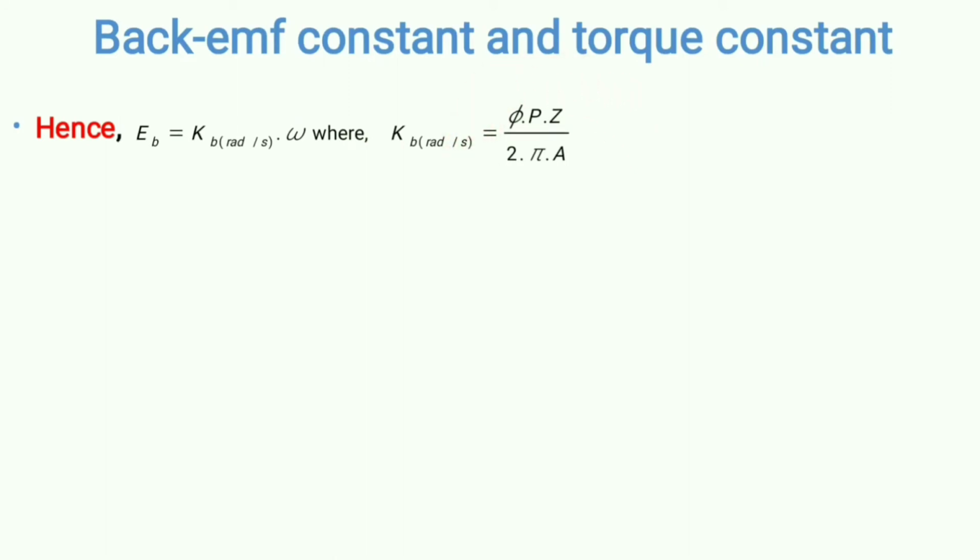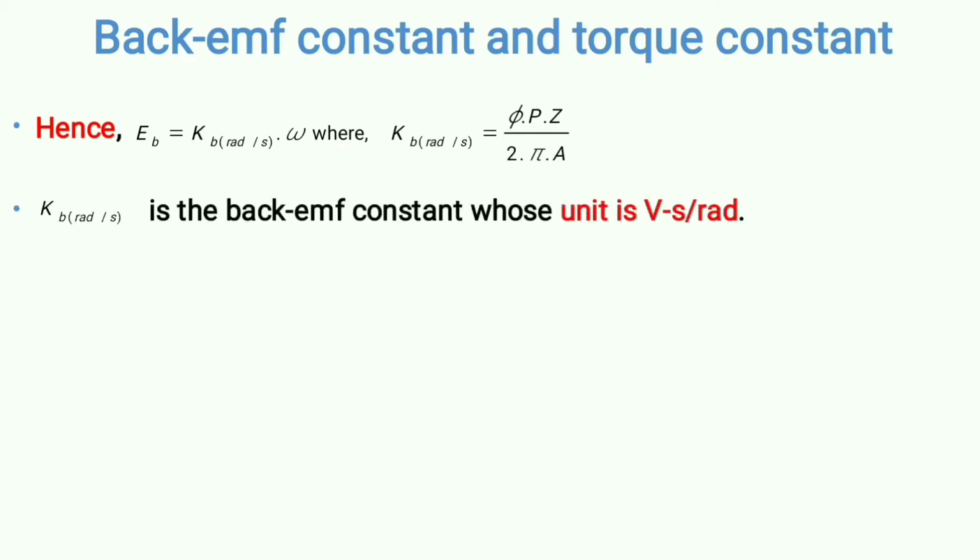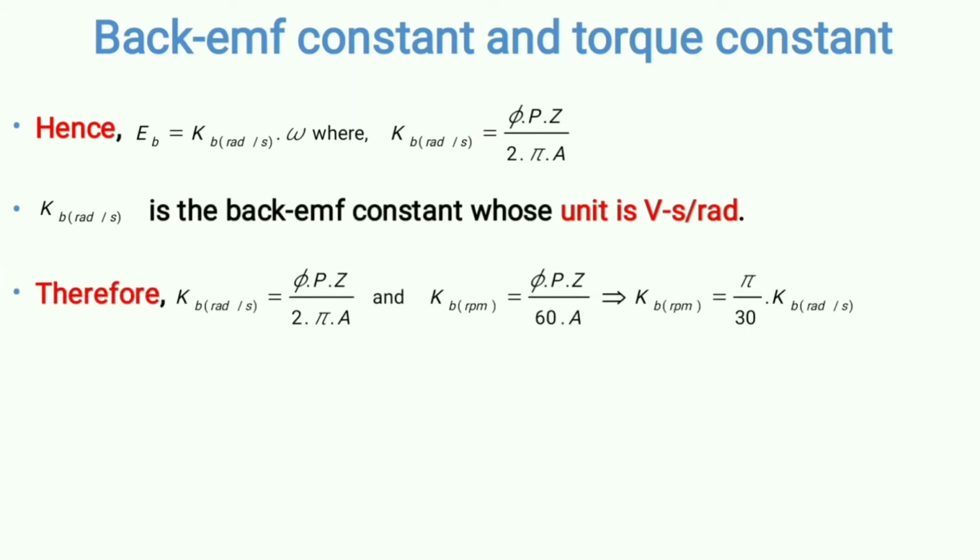Okay, so now let's see what is the relationship between these two back EMF constants, KB. KB radian per second is the back EMF constant whose unit is volt-second per radian. Therefore, by relating these two equations, we can say KB RPM is pi by 30 multiplied with KB radian per second. So this is the relation between these two back EMF constants: KB RPM is equal to pi by 30 multiplied with KB radian per second.